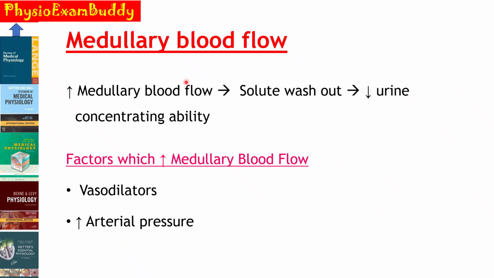Next one is the medullary blood flow, which helps to maintain the osmolarity of the medullary interstitium. What happens when the medullary blood flow is increased? It will cause the washout of solutes and decrease the urine concentrating ability. But these are the factors which increase the medullary blood flow, that is vasodilators as well as an increase in the arterial blood pressure.